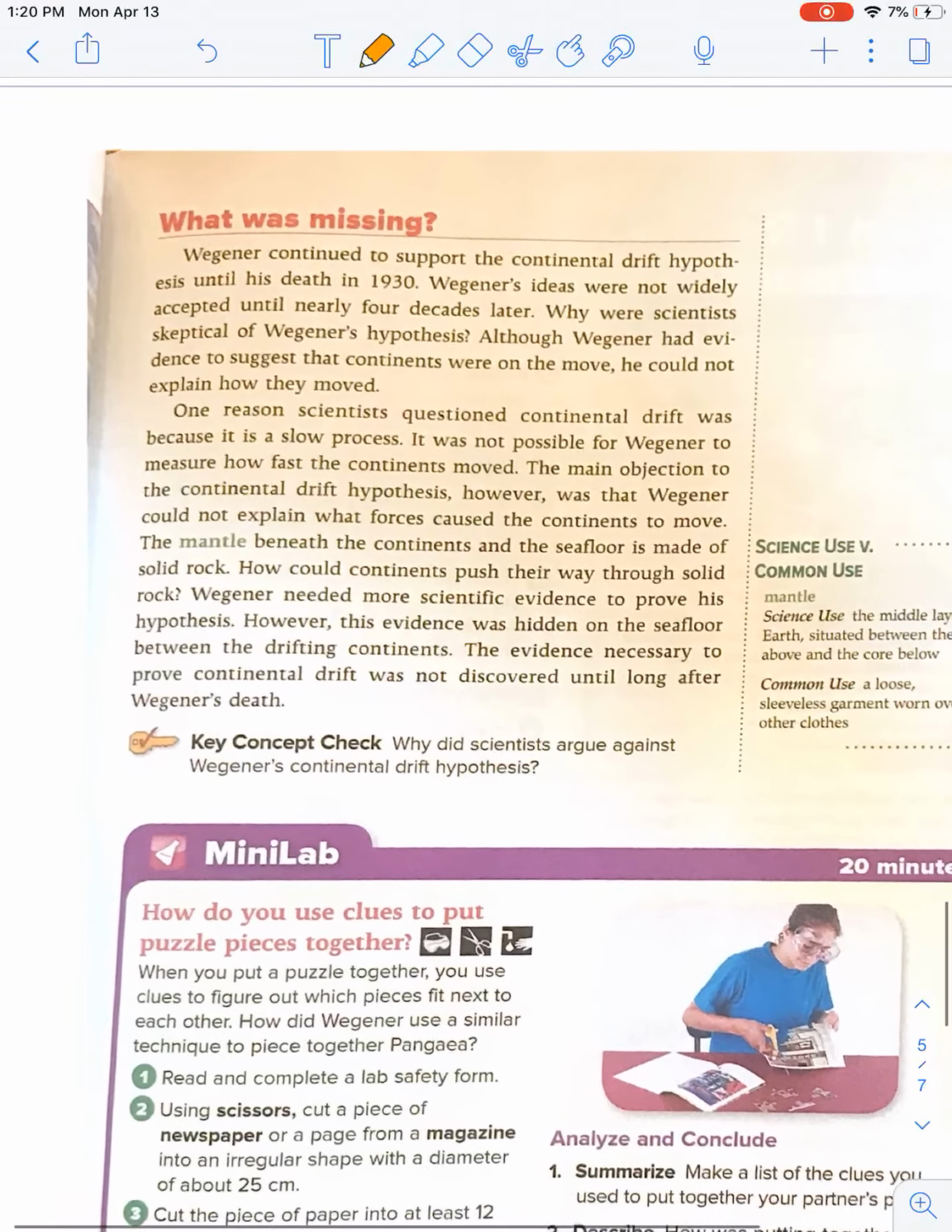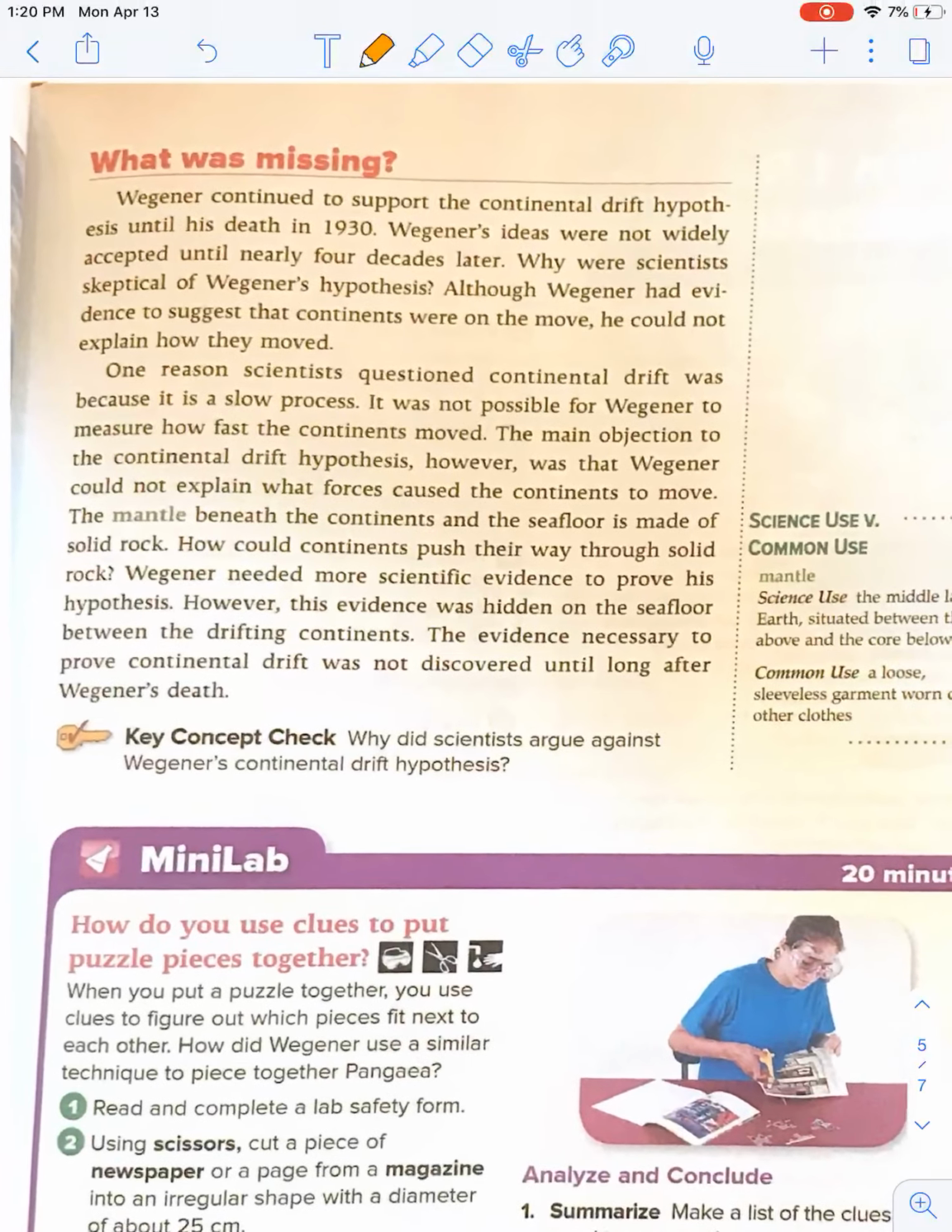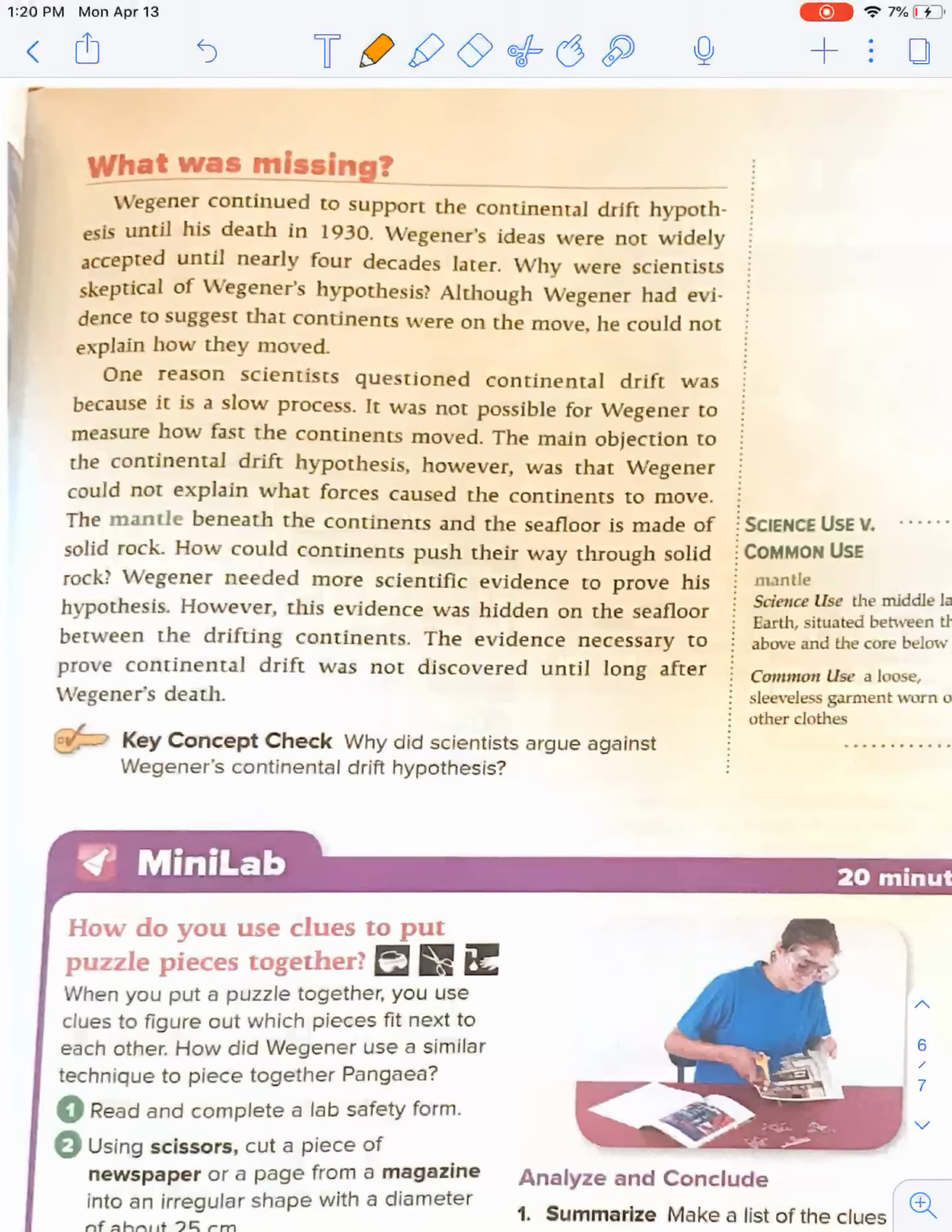All right, so what was missing? Well, I think we've got plenty of evidence to support his theory, except he doesn't have a what? He doesn't have a how. How is this all happening? So Wegener continued to support the continental drift hypothesis until his death in 1930. Wegener's ideas were not widely accepted until nearly 4 decades later.